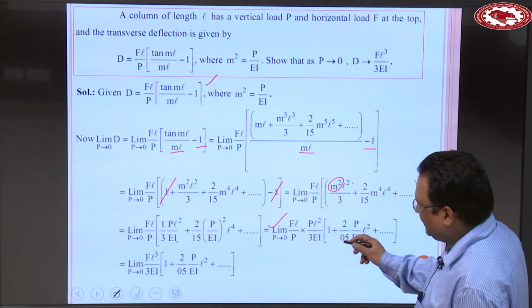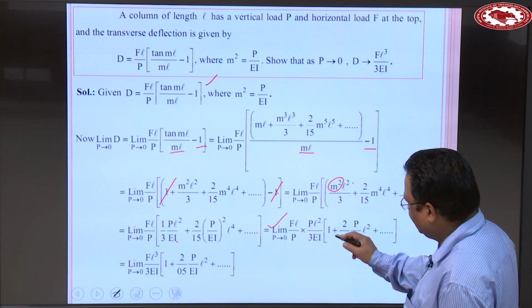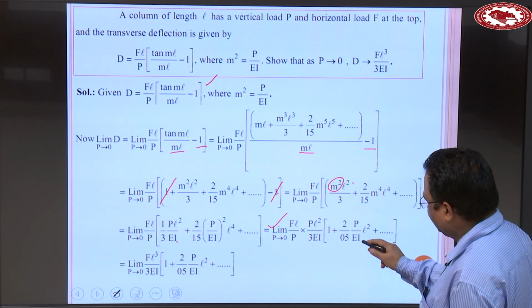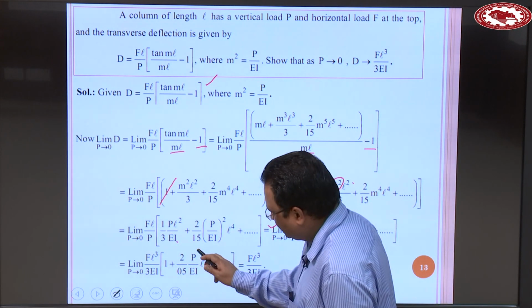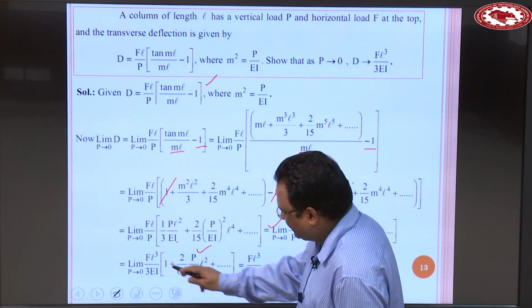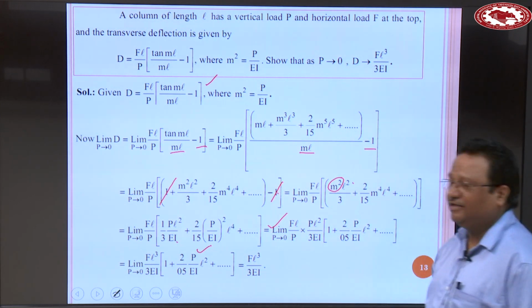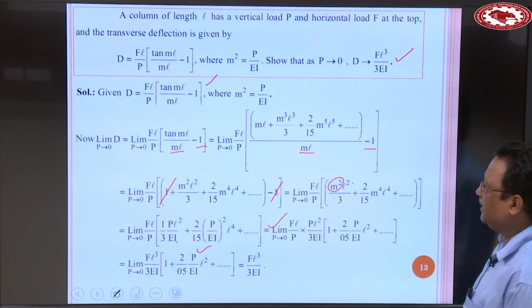Now simplify this one, FL³ divided by 3EI within the bracket 1 plus 2/5 P/EI L². And when we apply P tends to 0, this term tends to 0. So we obtain this multiplied by 1, means FL³ divided by 3EI. So FL³ divided by 3EI.